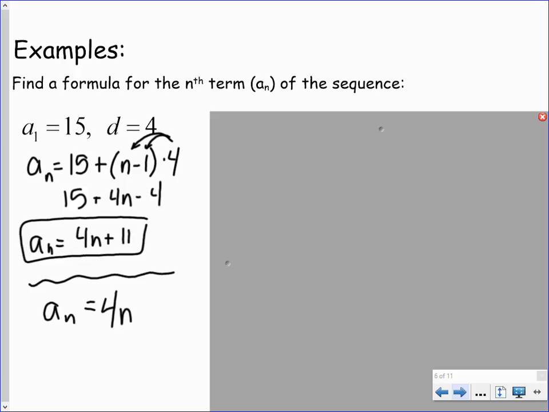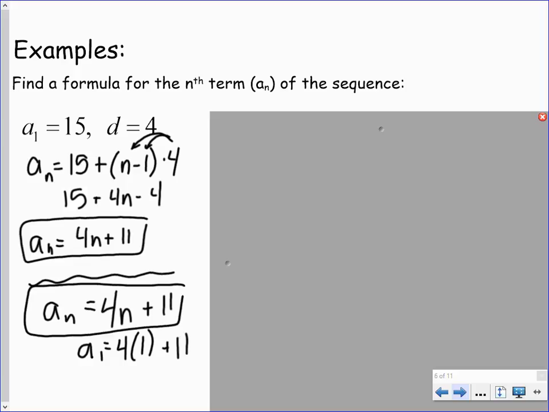Okay? And then what we talked about yesterday was we would say, check your first term. If you plug 1 in for n, 4 times 1 is just 4. Is that what the first term really is? No, the first term is supposed to be 15. So what would I have to do to 4 to make it 15? Abby says? Add 11. And there we have the same rule that we found with the formula.